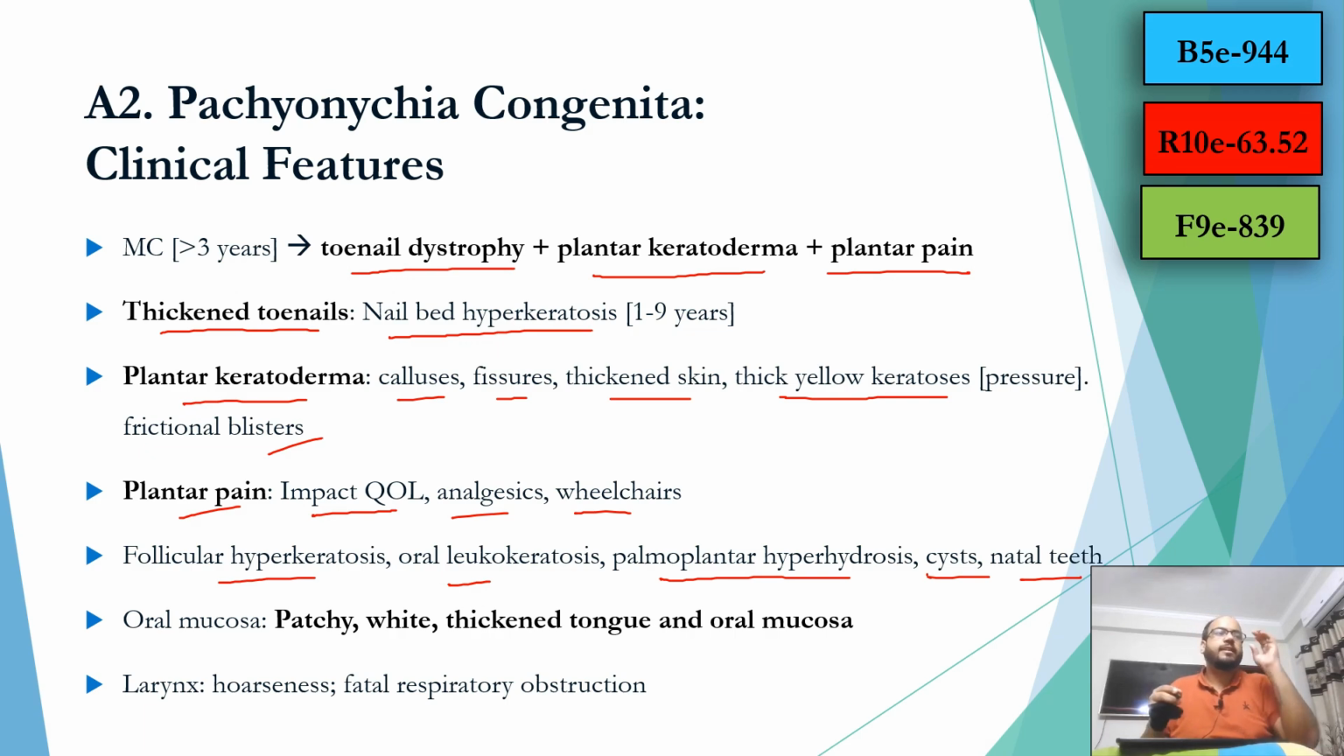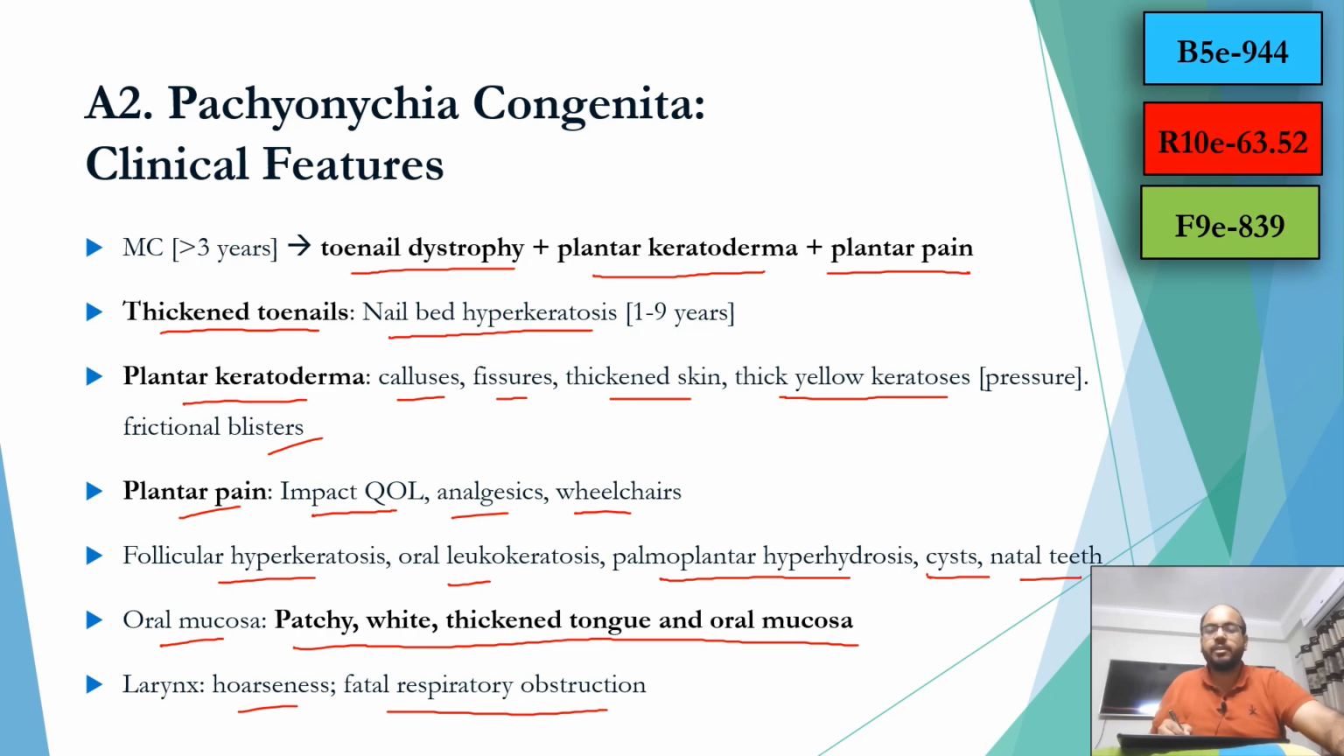Now remember, whenever keratin is affected, you will have problems in sweat glands also. And that is why most of the disorders of non-syndromic PPKs have hyperhidrosis as a feature. In oral mucosa, you see patchy white thickened tongue, so you see a white plaque in the oral mucosa. Laryngeal involvement in the form of hoarseness or fatal respiratory obstruction is also reported.